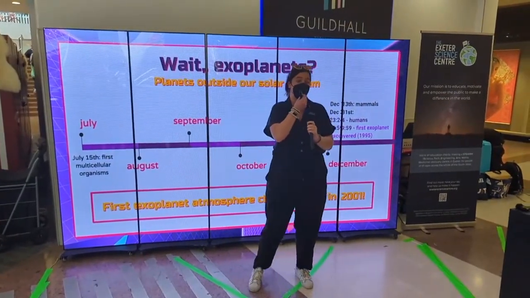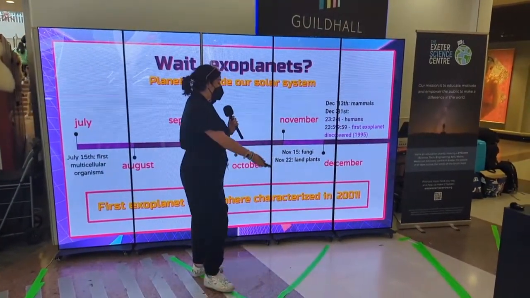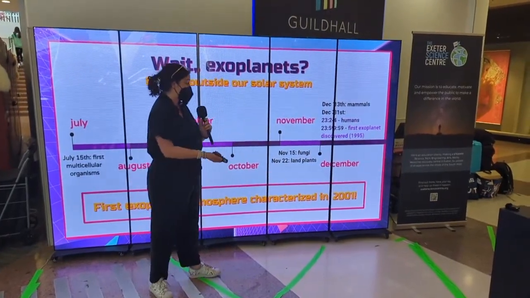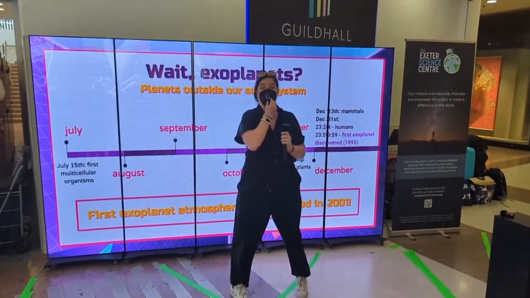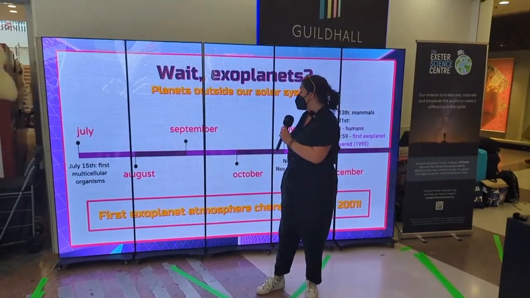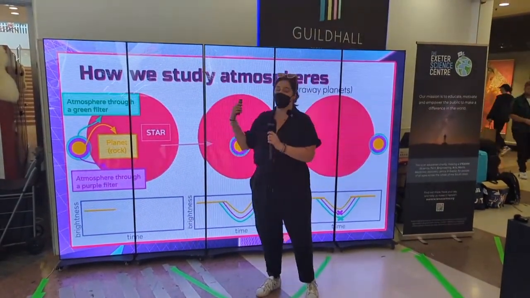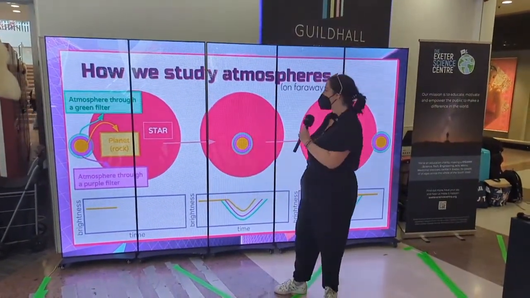They were actually discovered in 1995. And the first atmosphere of an exoplanet was characterized not that long ago in the context of our whole history, in 2001. But how the heck do we study exoplanet atmospheres?